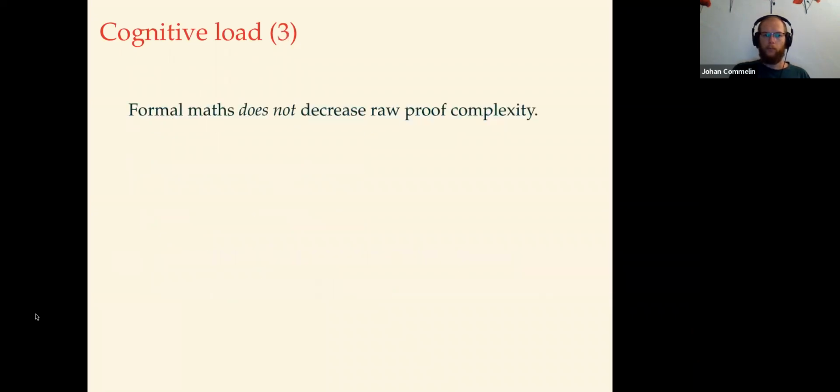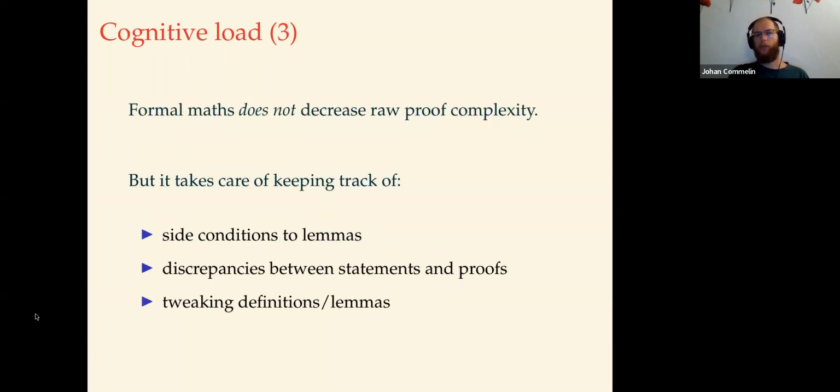So formal mathematics does not really decrease this raw proof complexity that is just inherent to the mathematics that you're working with. But it certainly does take care of keeping track of these other things that I mentioned, like side conditions, discrepancies between statements and proofs, and tweaking definitions and lemmas. Because it's very easy: the computer will just check these side conditions or remind you that you need to check them. And once you've checked them, you can forget about them.